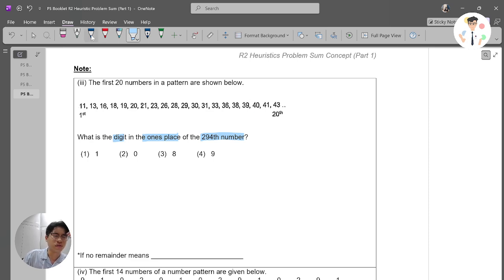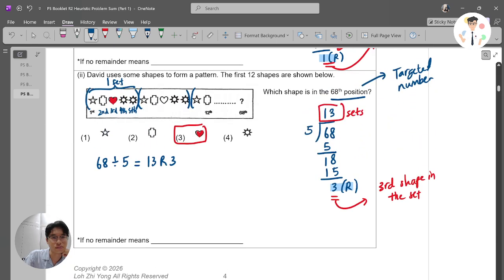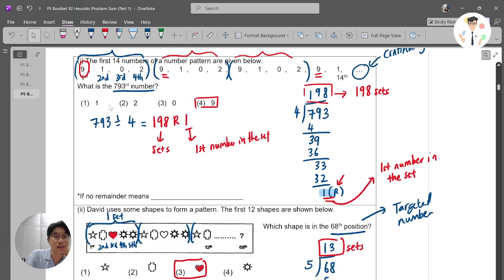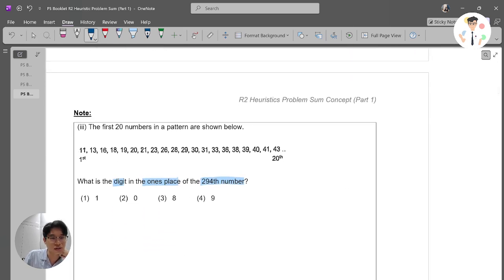Now, some of you might be wondering, teacher, just now what we learned is maybe star, cross, love, heart, star, sun, sun. That's repeating. What we learned is that the pattern is repeating. But this is not repeating at all. You see, 11, 13, 16, 18, 19, 20, 21, 23. This is not repeating at all.